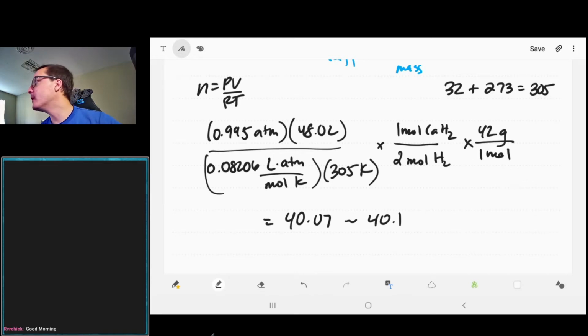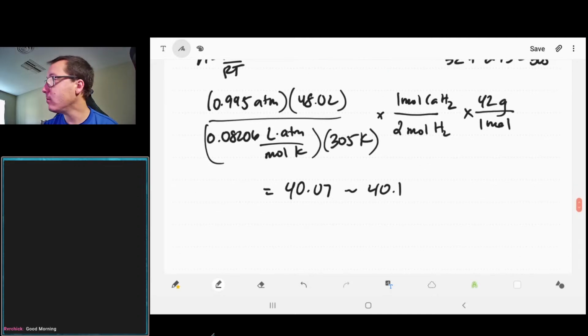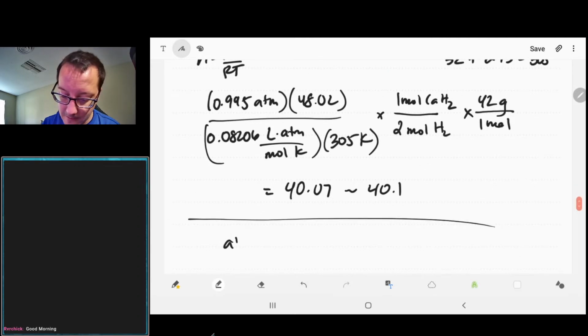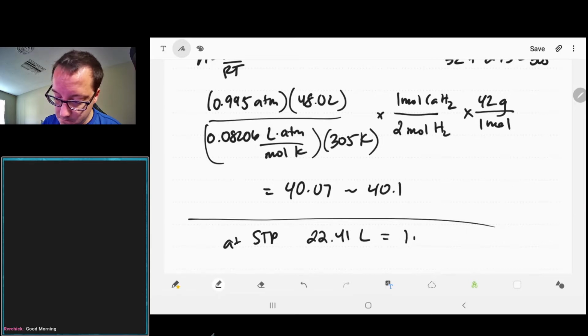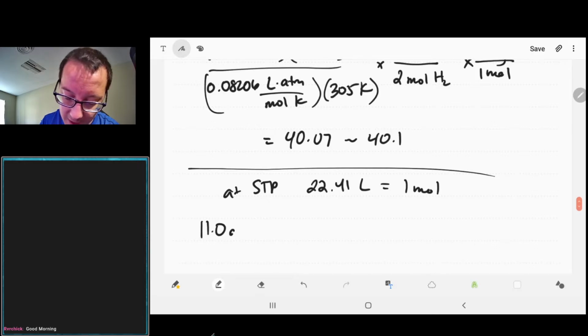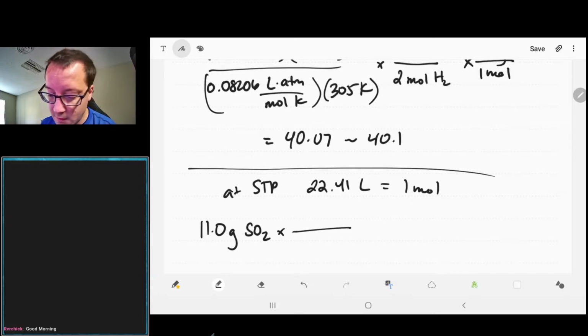Alrighty, next one. At STP, 11 grams of sulfur dioxide has a volume of what? Oh, we're on gas laws now. So remember, at STP, 1 mole of any gas will have 22.4 liters. So if we want to go ahead and do this, we're going to need to convert grams into moles. Sulfur's 32, oxygen's 16, so that's 64.